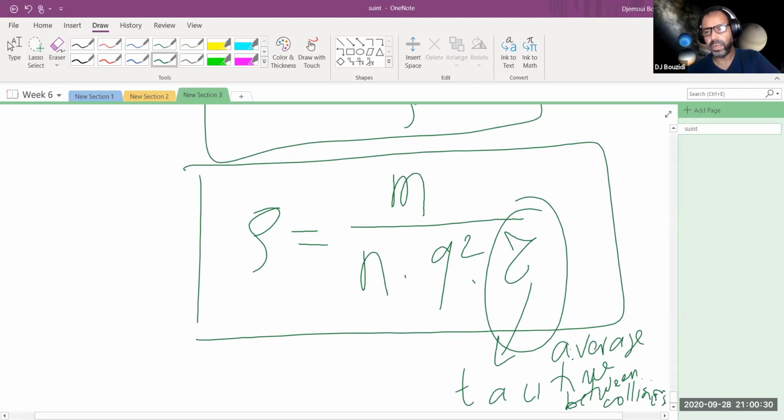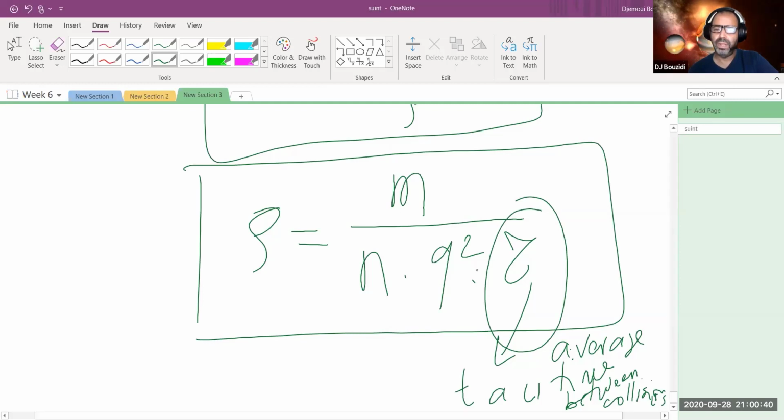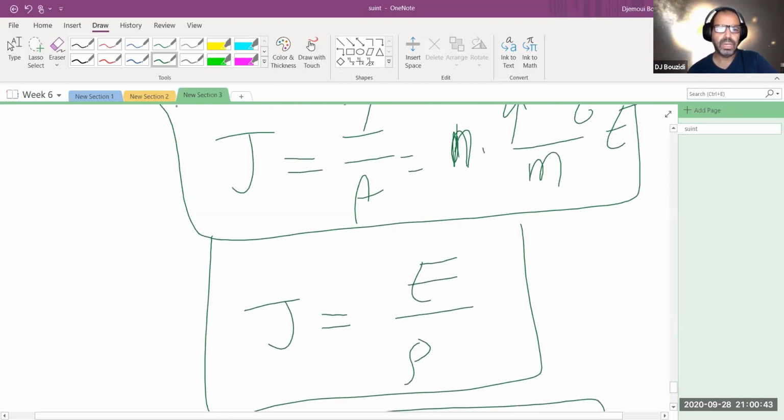Okay. The longer this average time, the better the conductor is. The shorter this time is, the poorer the conductor is. Okay. So that's how you can interpret it. So in a nutshell, this is this chapter.